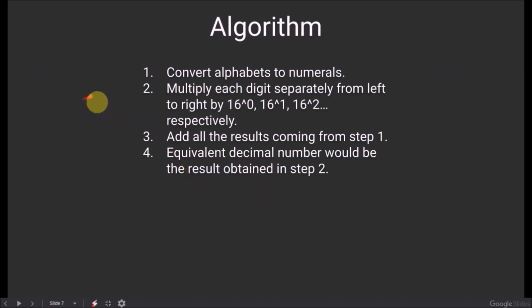Step number 1. Convert alphabets to numerals. Step number 2. Multiply each digit separately from left to right by 16 raised to the power 0, 16 raised to the power 1, 16 raised to the power 2, and so on respectively. Step number 3. Add all the results coming from step number 2. Step number 4. Equivalent decimal number would be the result obtained in step number 3. Now let us understand this algorithm with an example.